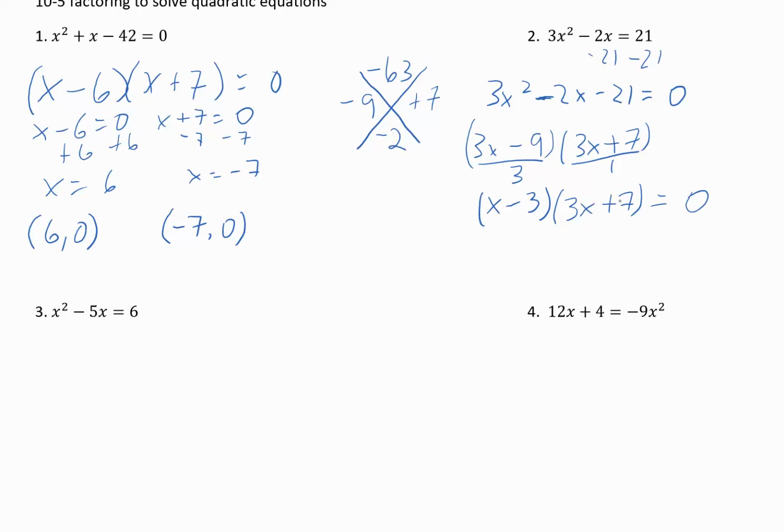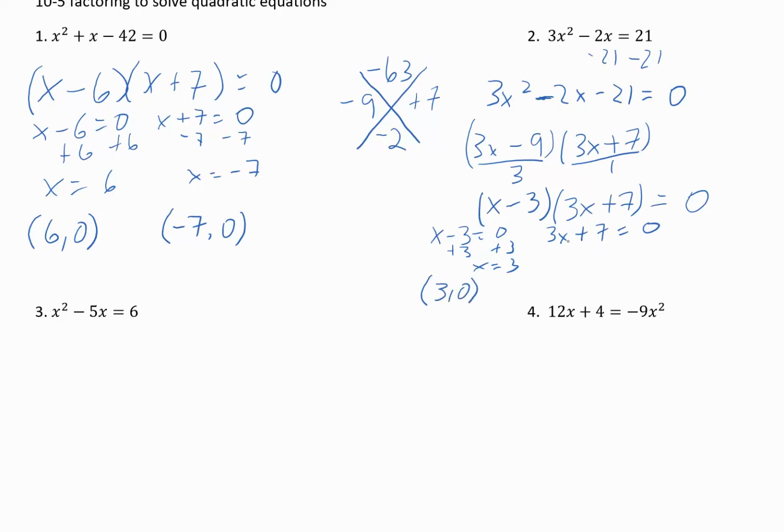So now remember though, I'm solving for the x-intercept, so I'm not done. So I have to set both of them equal to 0. So I have x minus 3 equals 0 and 3x plus 7 equals 0. So what I'm going to do here is add 3 to both sides. So I get x equals 3. So it means my first x-intercept is (3, 0).